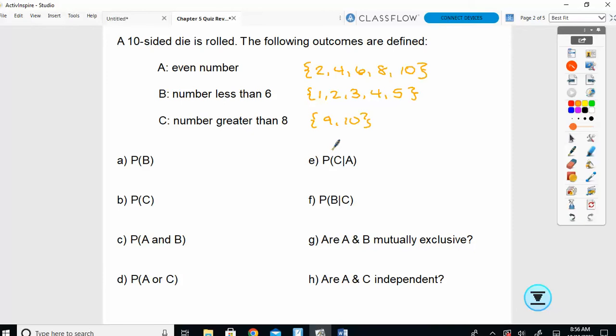Probability of B. We know that in general, probability is just the number of outcomes in the set divided by your total. How many total outcomes are there if we roll a 10-sided die? 10. There are 10 options. How many of those are in set B? 5 out of 10, or 0.5.